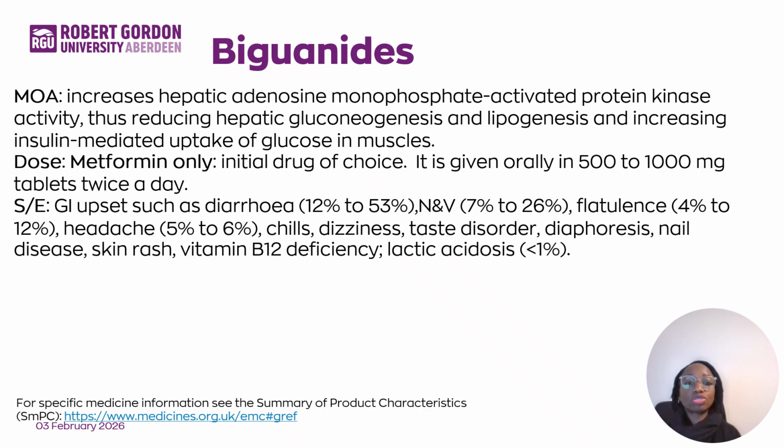So normally the initial dose will be 500 milligrams once a day for a week, and then that will be increased gradually to a maximum of 2 grams per day. The most common side effects of metformin are GI related, which could range, diarrhea could range between 12 to 50%, nausea and vomiting up to 26%. Some people do experience flatulence up to 10%. Some may experience headache, chills, dizziness, taste disorder, and all these others listed here. Again, remember some of these are really rare side effects, but in the elderly, something like a vitamin B12 deficiency is something that has to be monitored closely.